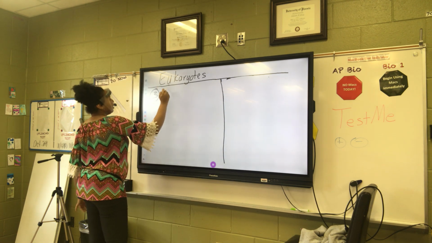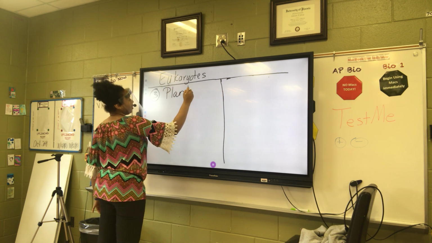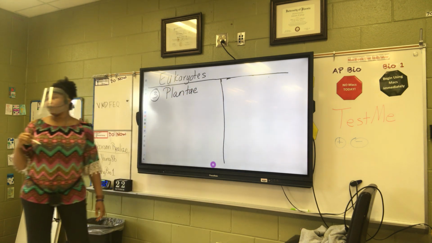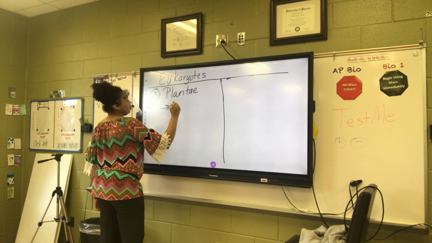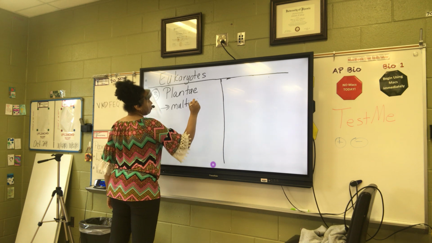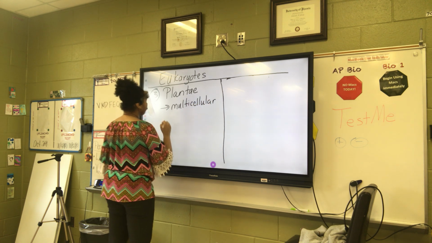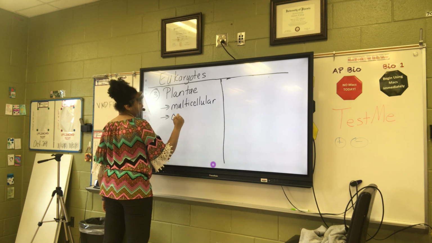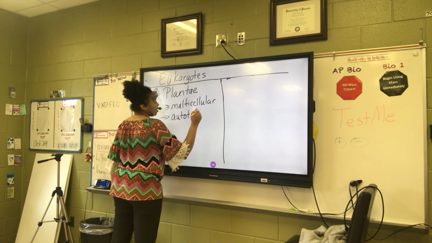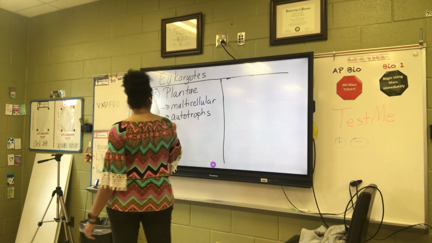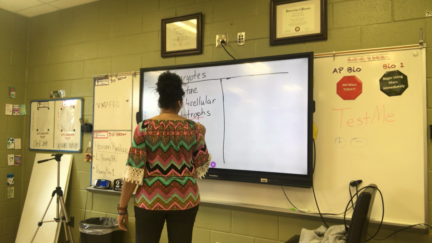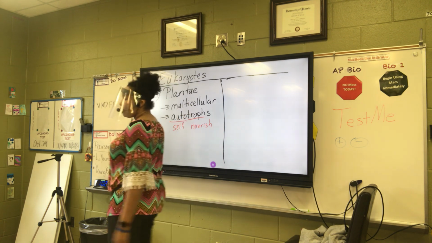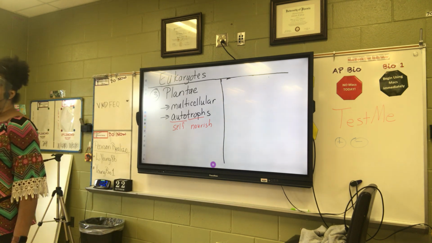All right, so, the plant kingdom. Do you think the members of the plant kingdom are going to be unicellular or multicellular? Multicellular. All right, so these are multicellular. And one of the things that we love the most about these members of this kingdom is that they are what we call autotrophs. Yes, they self-nourish, okay? Vocabulary. Auto means self, troph, nourish. They self-nourish. That means that they have the ability to capture energy from the sun.